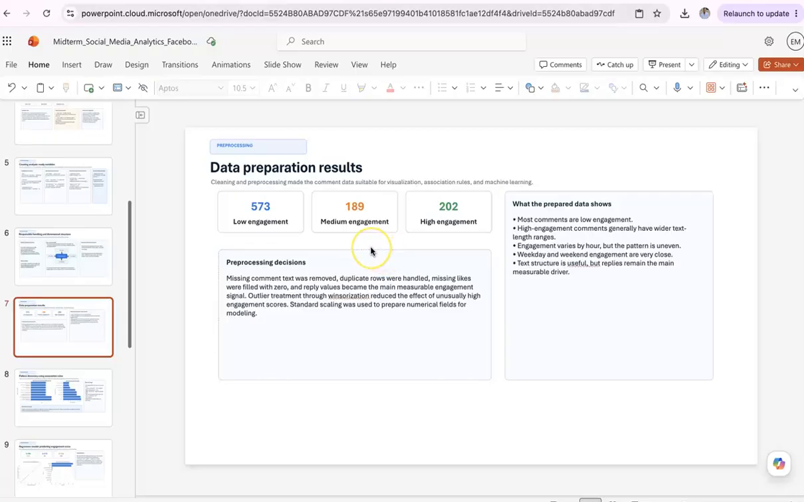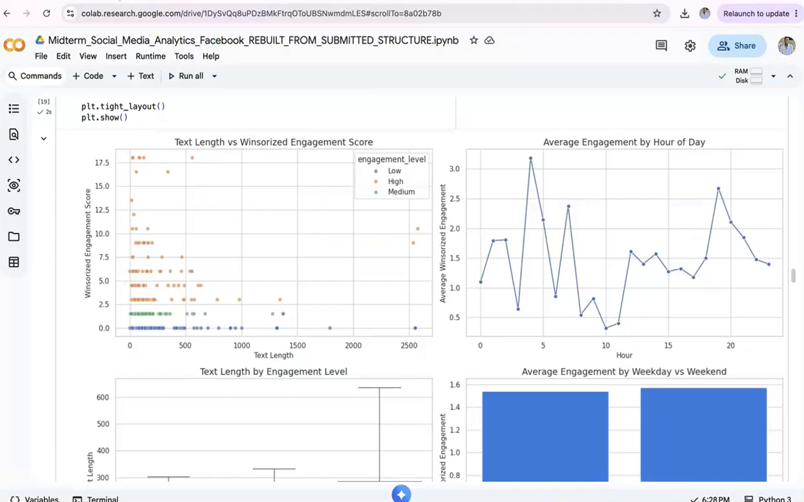Now I will be moving over to the notebook to show you some visualizations from these data preparation results.